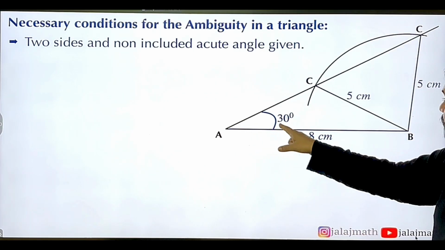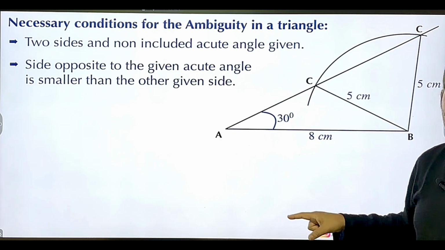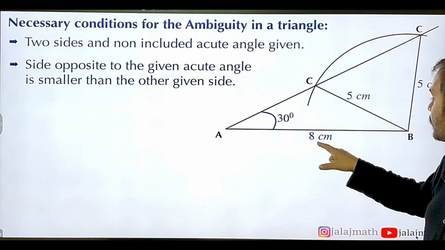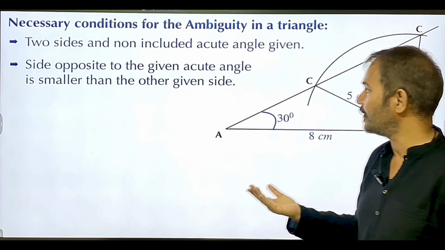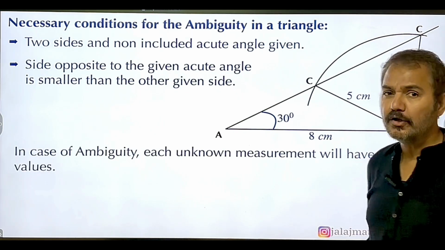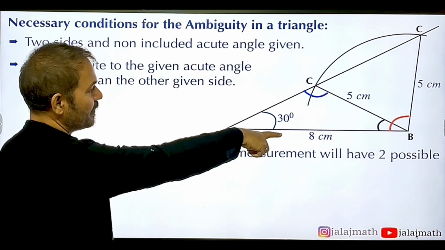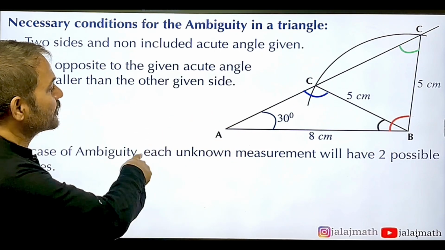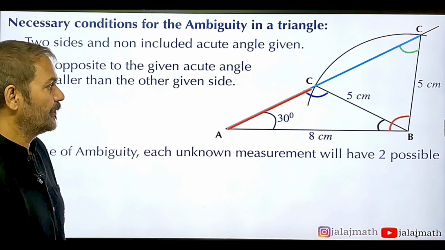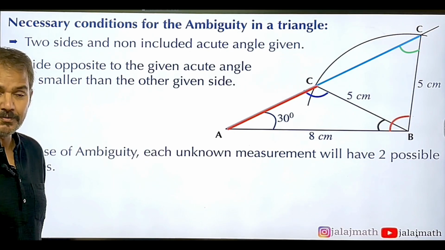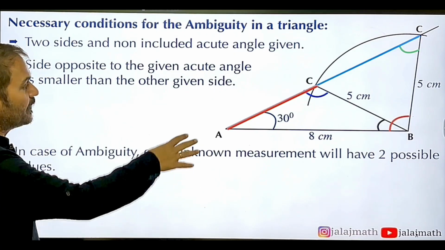And the second condition is that the side opposite to the given angle should be smaller than the other given side. So the side opposite to 30 should be smaller than the other side. 5 is smaller than 8, so we have ambiguity here. In case of ambiguity, all unknown sides and angles will have two values each. Like we discussed, angle B and angle C will have two values each, and side AC will also have two possible values, the big one or the small one. So let's get down to work and find these unknown values. We'll take the same example.